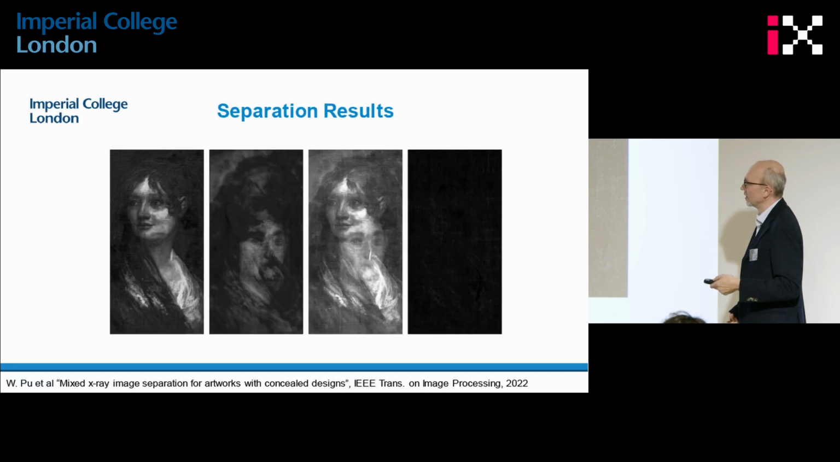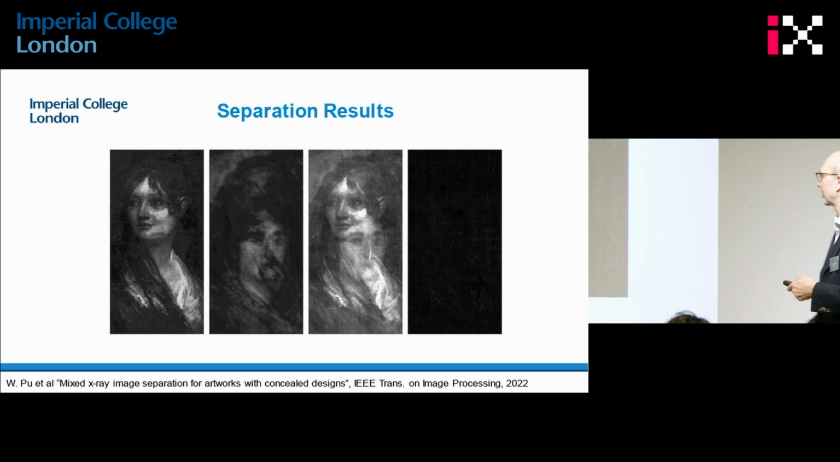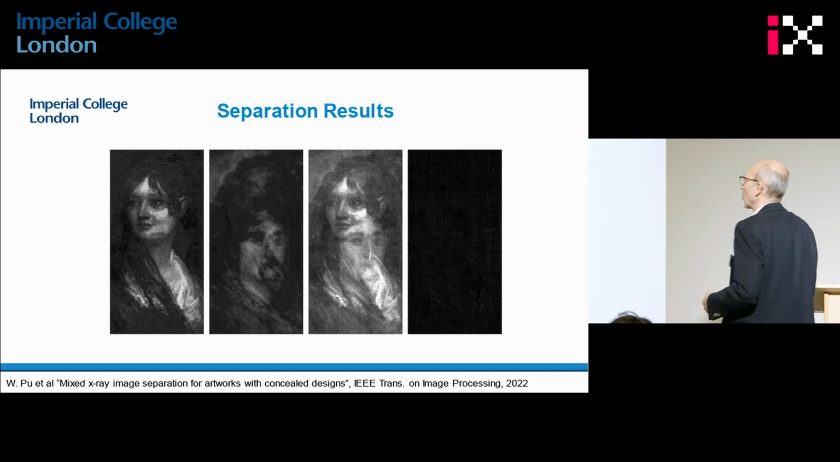So this is the X-ray of Donna Isabel. This is the X-ray of the gentleman. There is still a little bit of crosstalk, but it's a relatively good separation. It's not perfect. It's relatively good. If you sum these two, you get this. And this is the error image, which is very close to 0. OK? So that's one example.